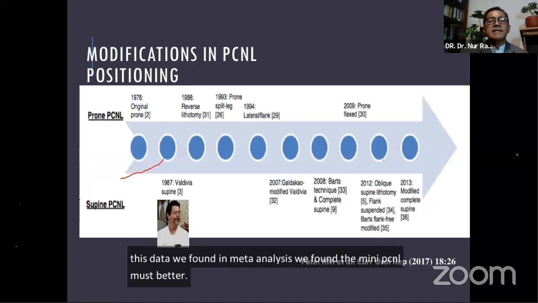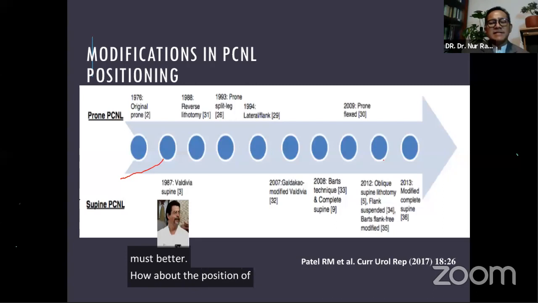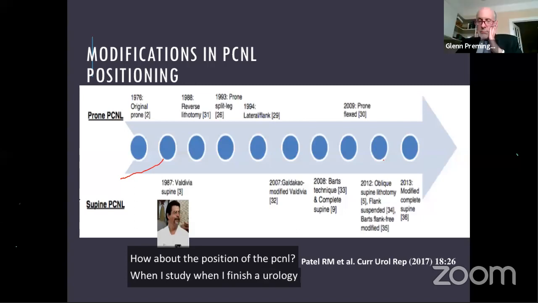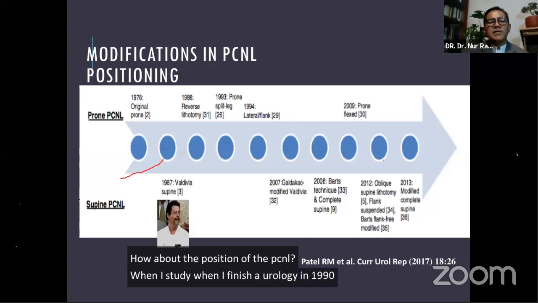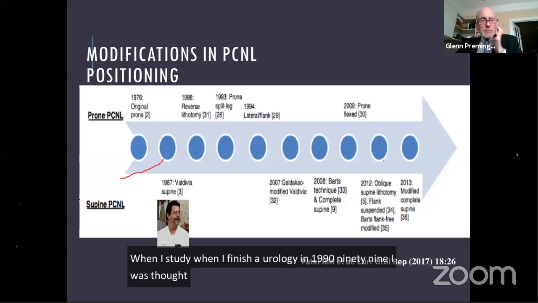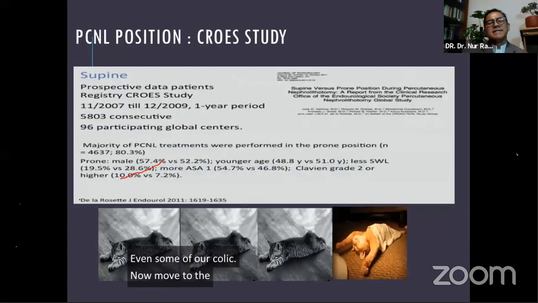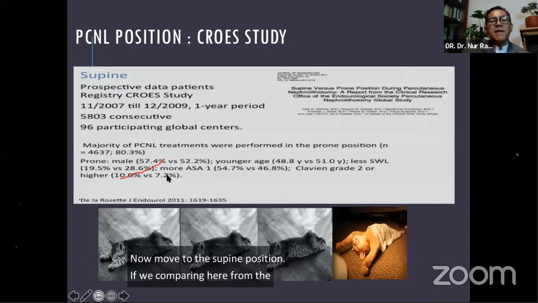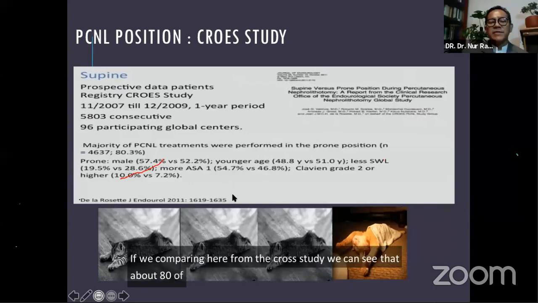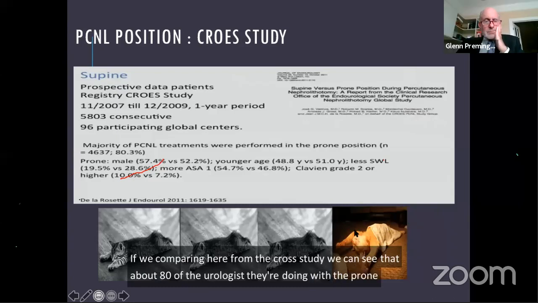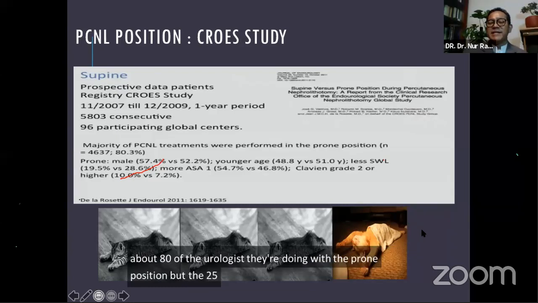How about the position of the PCNL? When I finished my urology in 1999, I started PCNL. At that time, almost all the people did it prone. And until now, I'm happy with the prone, even though some of our colleagues now move to the supine position. If we compare here from the CROES study, we can see that about 80% of the urologists still do the prone position, about 25% do the supine position.